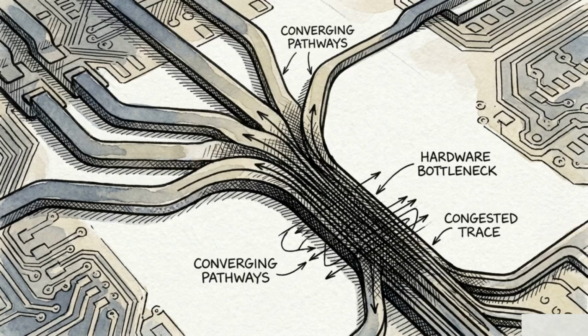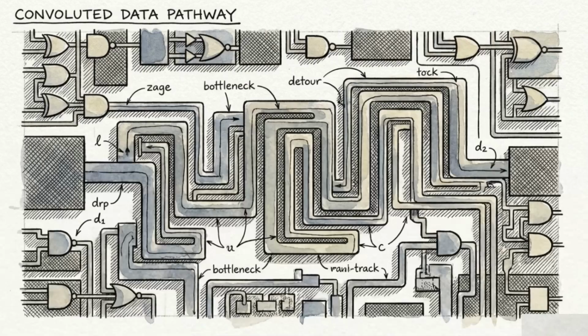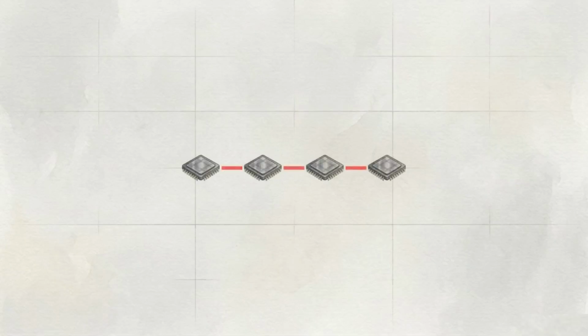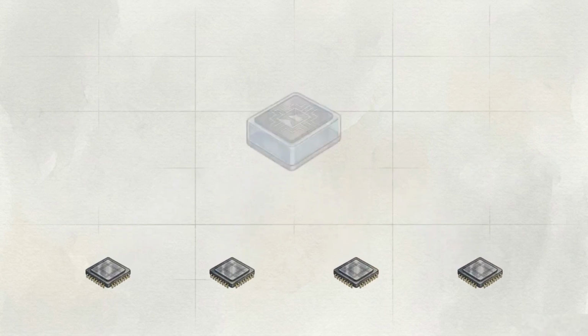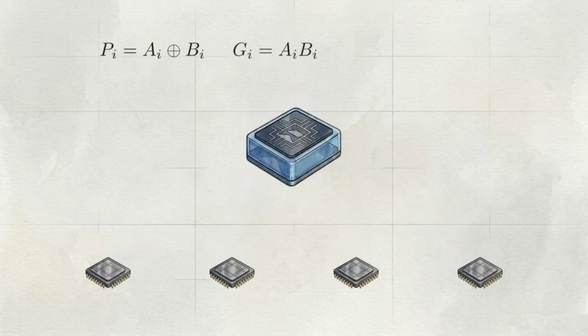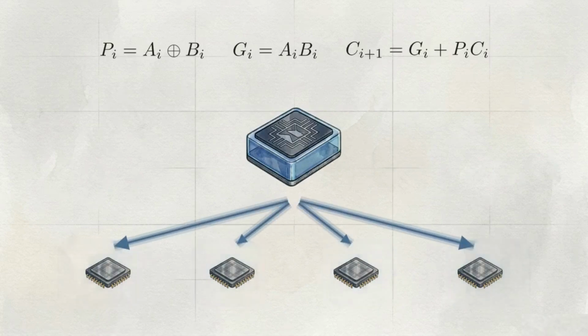When you string 32 or 64 of these adders together to process modern word sizes, that sequential waiting creates a propagation bottleneck. The physical silicon is fast, but the architecture creates a cumulative delay for every bit added. To break this chain, we use a carry LookAhead adder. We are going to use algebra to bypass the sequence and calculate all future carry bits simultaneously.